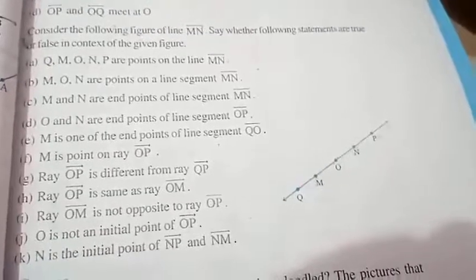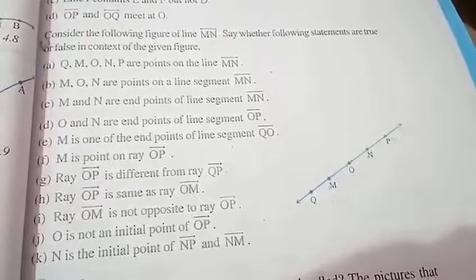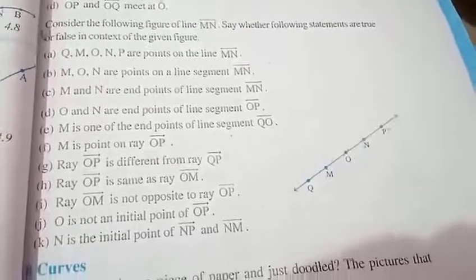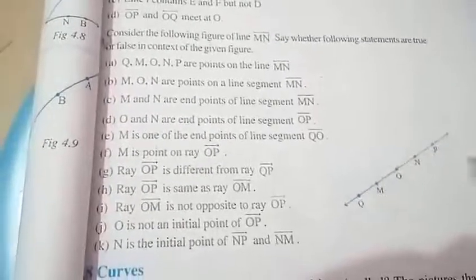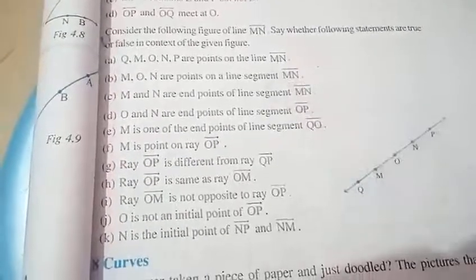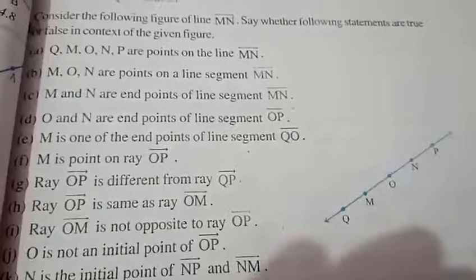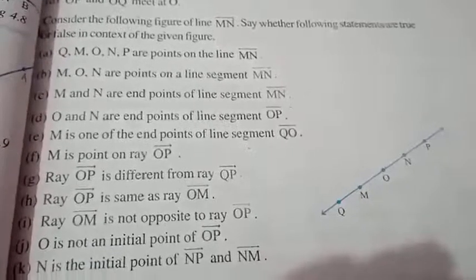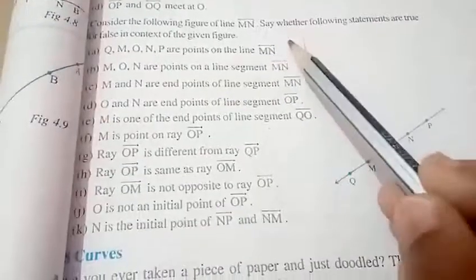Sixth question from the same exercise. Consider the following figure of line MN. Say whether following statements are true or false in context of the given figure. So we have to look from this figure and we have to say whether these points are true or false. Okay. Look at the A subdivision. Q, M, O, N, P are points on the line MN. So can you see all the points here? Q, M, O, N, P. So this is true. Okay. So write T here. True.